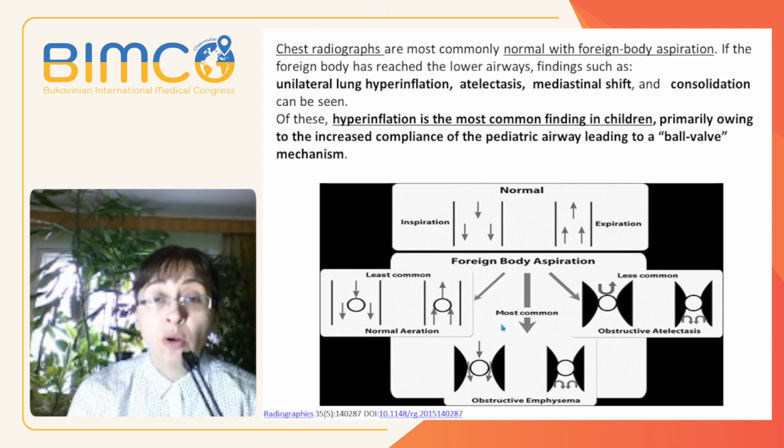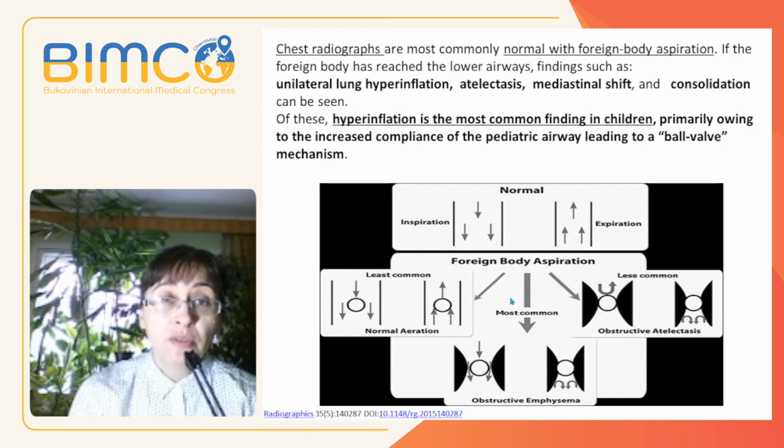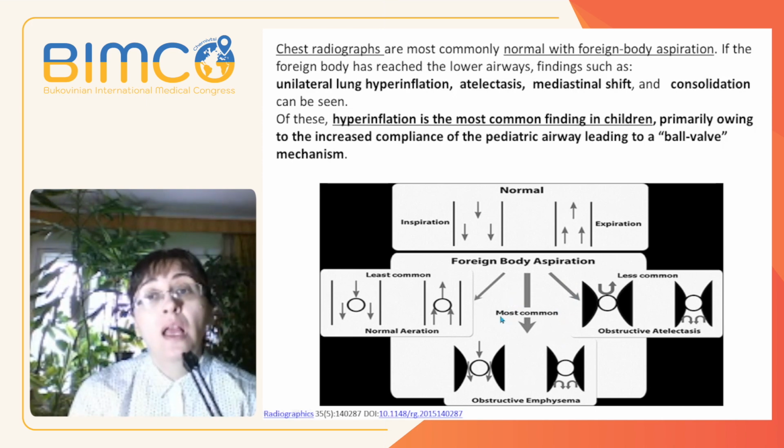The most common chest X-ray presentation of foreign bodies in children is hyperinflation, primarily because of increased compliance of the pediatric airway and leading to ball valve mechanism, which causes air trapping and hyperinflation of the side of foreign body aspiration.